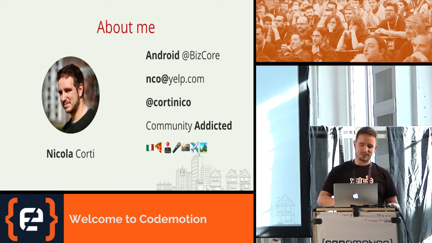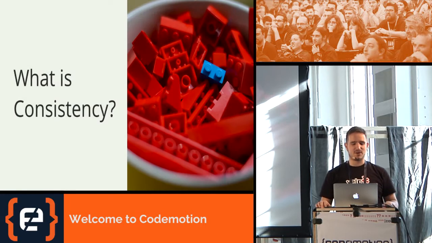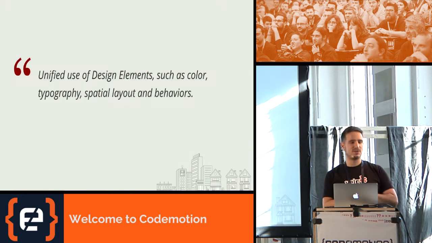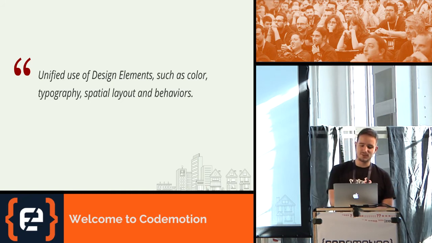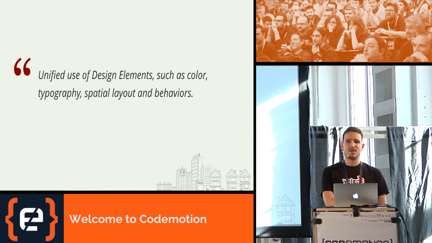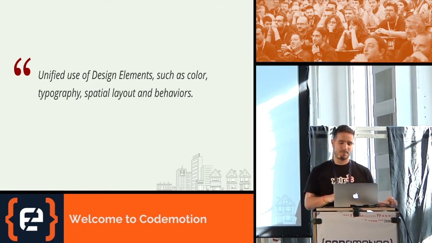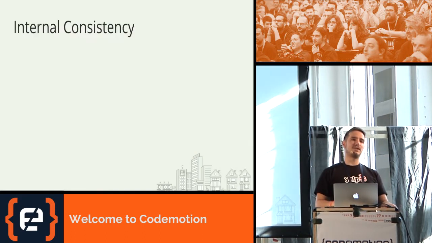OK, so let's start with what is consistency. I'm going to use a quote here. Consistency is defined as the unified use of design elements, such as color, typography, spatial layout, and behavior. We can actually define 2 different types of consistency. The first one is the internal consistency, either visual.